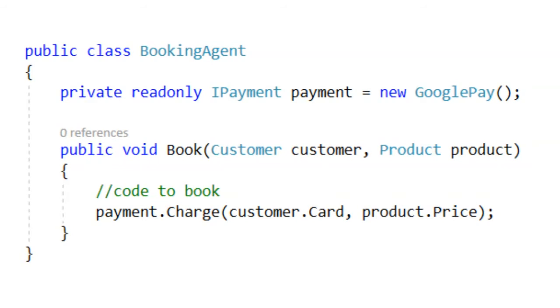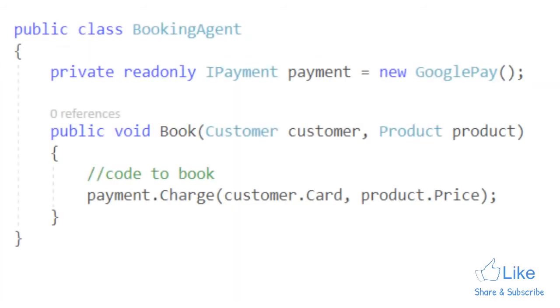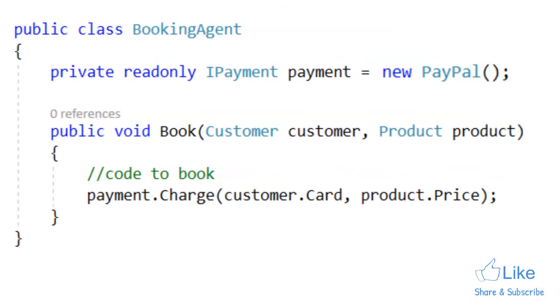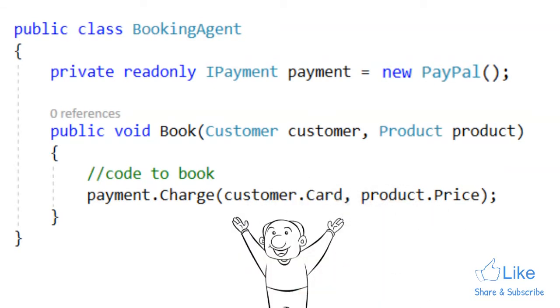This looks good and will work for sure. But what happens if tomorrow we want to use some other payment provider? So, for example, instead of Google Pay, we decided to use PayPal for the payment transactions. Okay, you will say I'll just replace the Google Pay instantiation by PayPal instantiation. Well, that sounds good. This will still work and you will be happy that your code is working with PayPal.